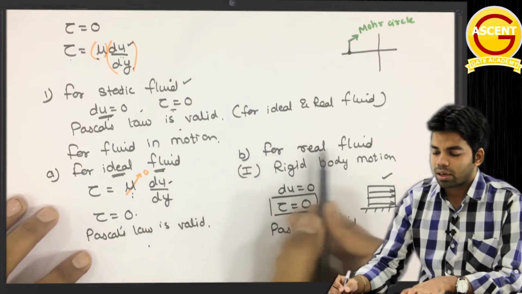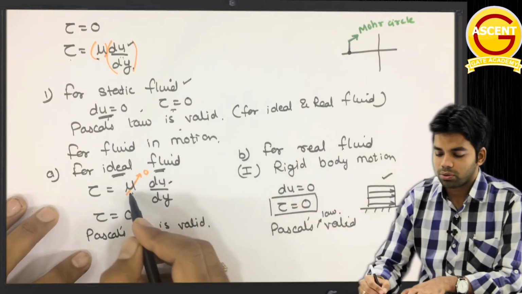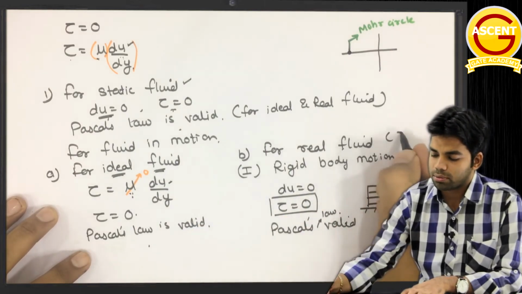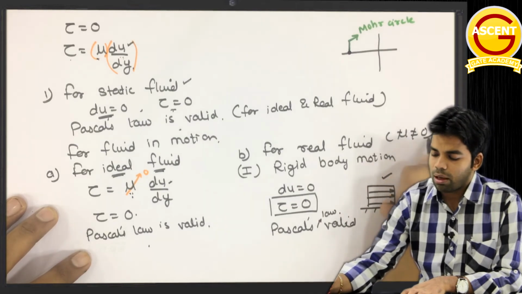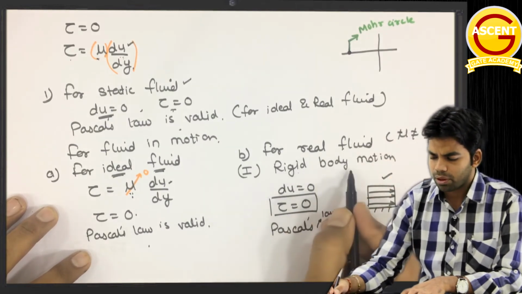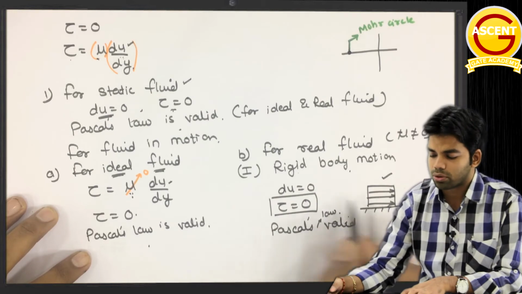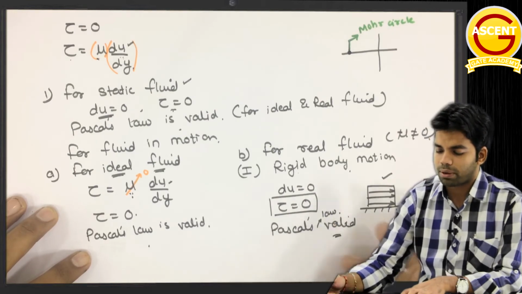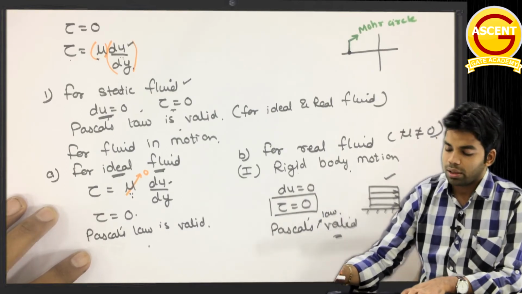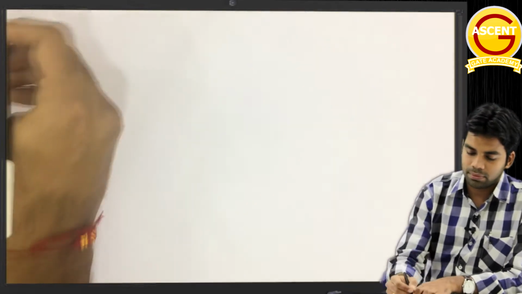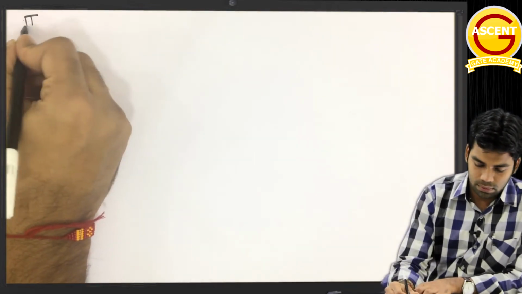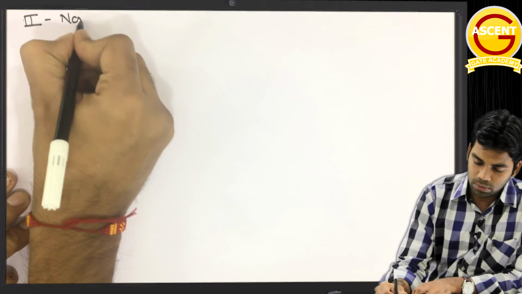Okay, now for real fluid, this mu is not equal to 0. But in this case, for rigid body motion, since du is equal to 0, therefore tau is equal to 0 and Pascal's law is valid. Okay, now the second case, for non-rigid body motion.